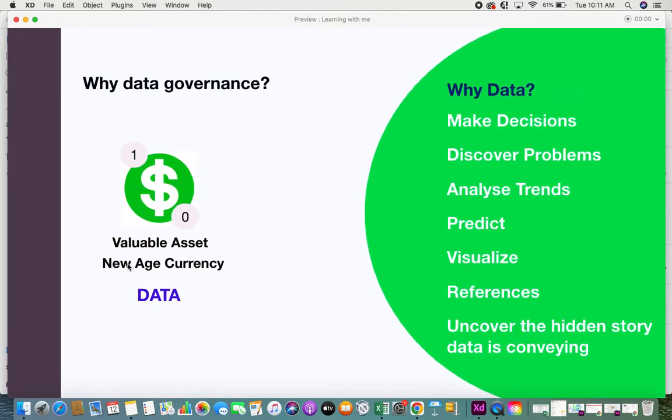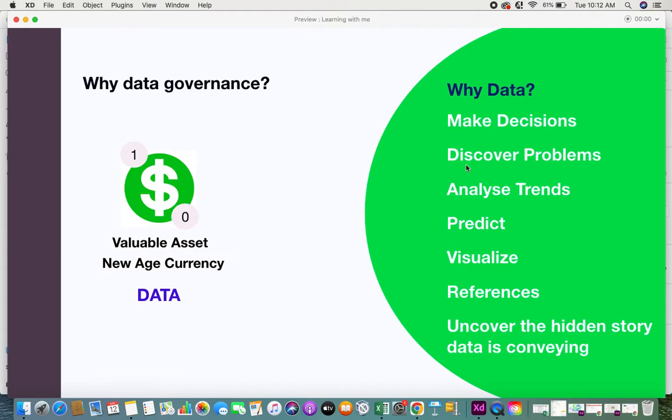So why data governance? Before going into why we need data governance, let us look at why data first. Now we all know that data is a valuable asset. It's also called the new age currency. Okay, that's how important data is. And organizations are making use of data in n number of ways to get a lot of advantages out of it. Some of them are to make decisions. So they use data in order to understand different aspects and to make decisions.